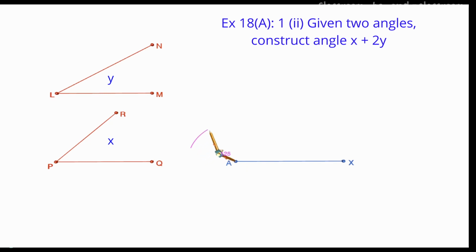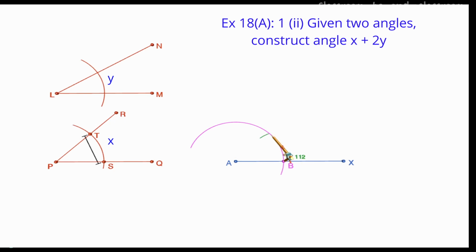First take A as the center and construct an arc to cut AX at a point. Say the point of intersection is point B. Now with this same radius, draw another arc to cut PQ and PR at two points, and again with the same radius, take L as the center to cut the lines of this angle. Now say the points of intersection are S and T. So we get a distance ST. Now with this distance as the radius, draw an arc taking B as the center.